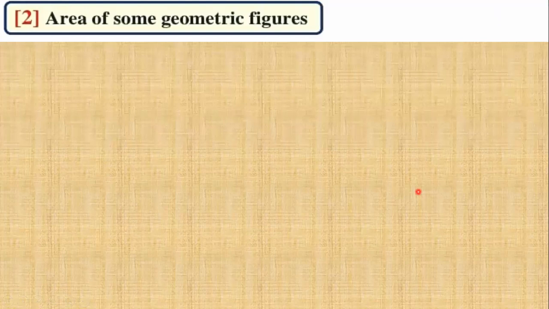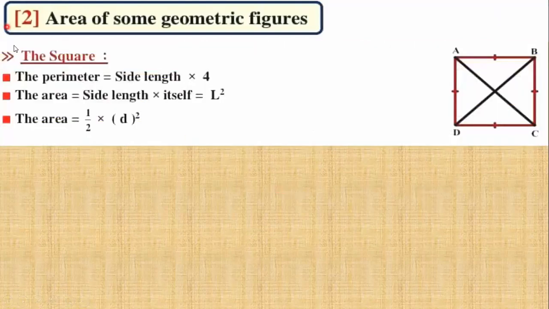Once again, areas of some geometric figures. The area of the square. The perimeter of the square is side length by 4, as in the rhombus. The area of the square is side length by itself, it means L square, L power 2, and the area can also be derived from half the diagonal squared. So we have two rules here for the area: either side squared or half diagonal squared. This is for the square.